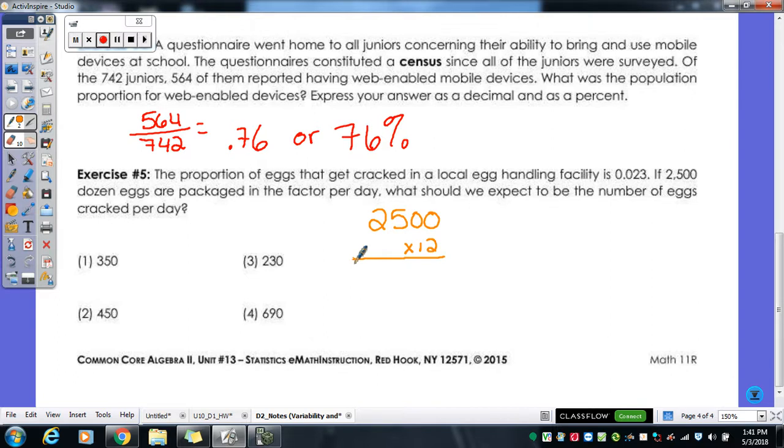Wow, that's a lot. 25,000 times 12, what do we get? So that 30,000 times the proportion of them that get cracked in a day, or 0.023. Somebody told me 30,000. Oh, sorry, I thought it was 25,000. Yep, 2,500. So then we will multiply, what do we get? You should get 690.